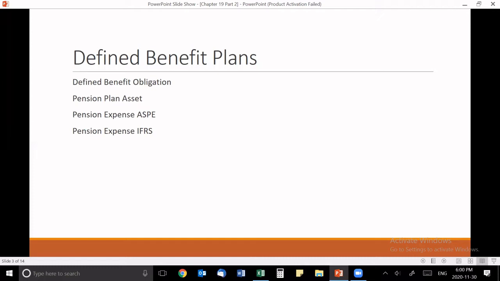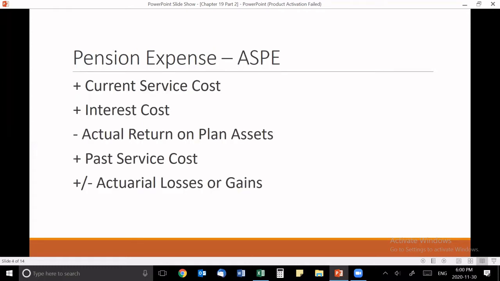I'll show you a different way of reporting it or showing it, and then we'll go through the pension expense for IFRS. So just a recap again. So pension expense under ASPE, you're going to include your current service cost, your interest cost. Your interest cost can be calculated by taking the opening balance of your defined benefit obligation, so of your liability, and multiplying it by the discount rate.